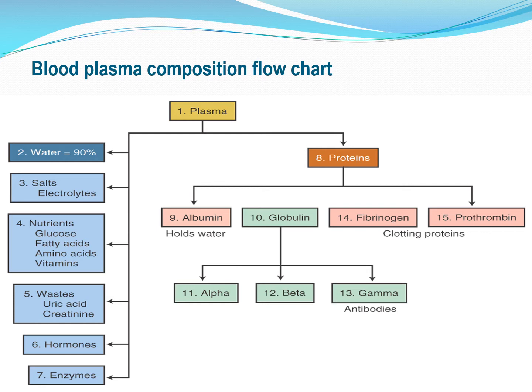So when we look at plasma up at the top, and it goes down, we show our proteins, okay? And then we have clotting proteins, and then proteins that hold water, and then we have our antibodies. Over to the other side, we know that plasma is 90% water, right? Then it has some salt and electrolytes, some nutrients like glucose and amino acids. It has waste like uric acid and creatinine. It also contains hormones and enzymes and all these things. So this gives you a picture showing you the breakdown of what our plasma is made up of.